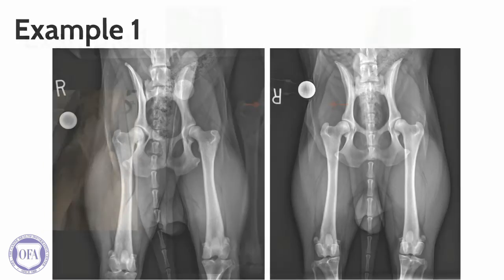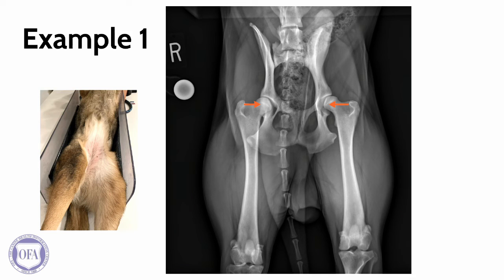Because of this rotation, the acetabulum looks as though it does not provide adequate coverage of the left femoral head, while the right acetabulum has more than enough coverage. These are demonstrated by the red arrows. It also may look as though the left pelvic limb has less muscle volume than the right.